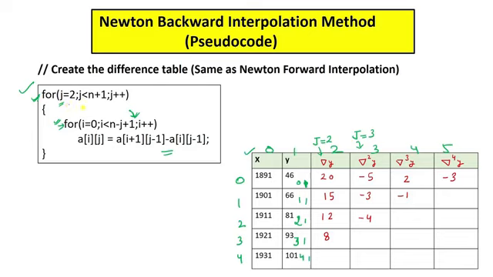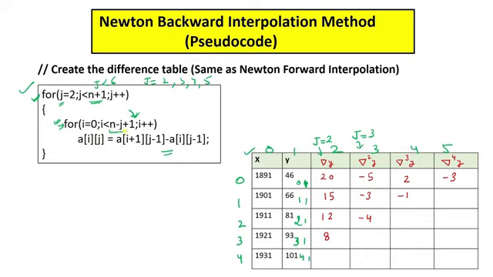Now let's see how it will work. For j equal to 2, I want to find all these differences and fill in the jth column. So I am starting from j equal to 2, and you can see this j is less than n plus 1. For n equal to 5 in this example, this is 5 plus 1, 6, so j less than 6. It will run for j equal to 2, 3, 4, and 5. That is 4 times it will be finding the differences, 1, 2, 3, and 4, for the 4 columns.